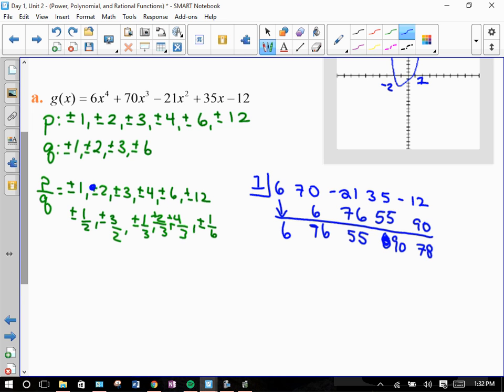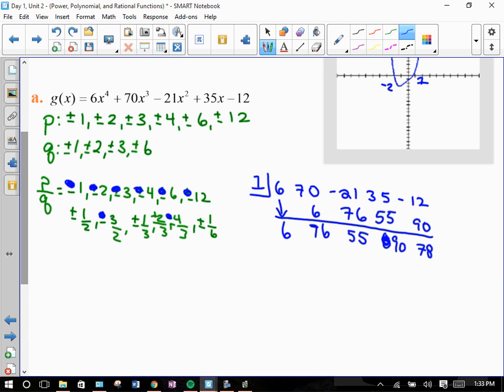So goodbye, positive 2, positive 3, positive 4, positive 6, positive 12, positive 4/3, and positive 3/2. You're all gone. You're useless to us. Oh, and goodbye, positive 1, because it's also not a 0. So now we only have 1, 2, 3, 4 positive numbers to try. All right, cool. Let's try.